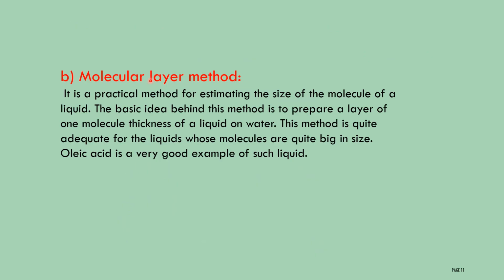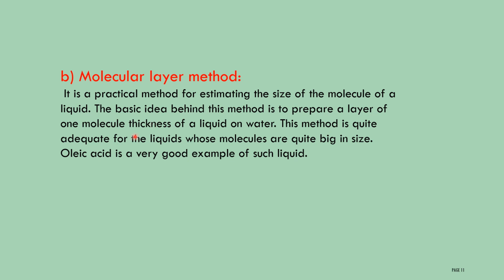The second method is the molecular layer method. It is a practical method for estimating the size of a molecule of a liquid. The basic idea behind this method is to prepare a layer of one molecule thickness of a liquid on water. This molecular layer method is based on the preparation of a layer of one molecule thickness of a liquid on water.